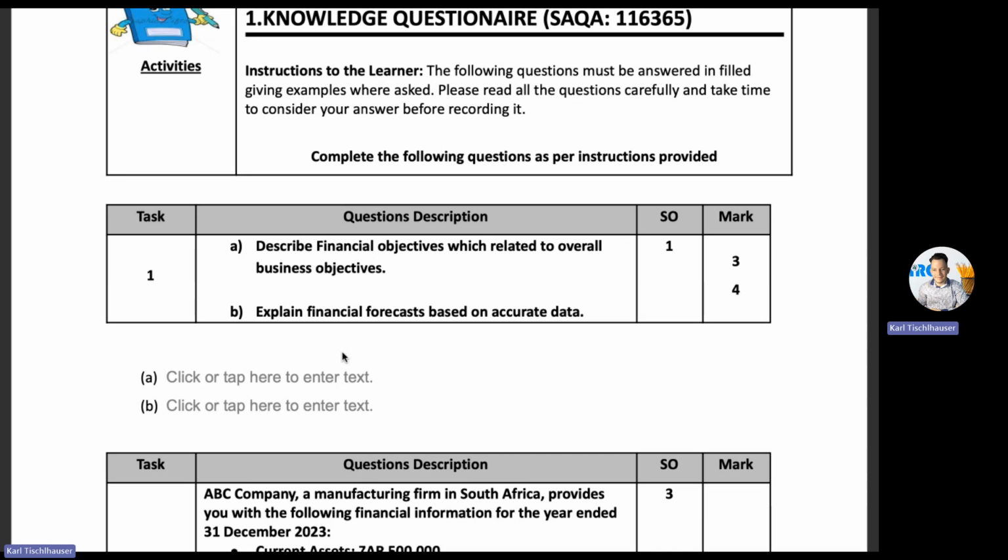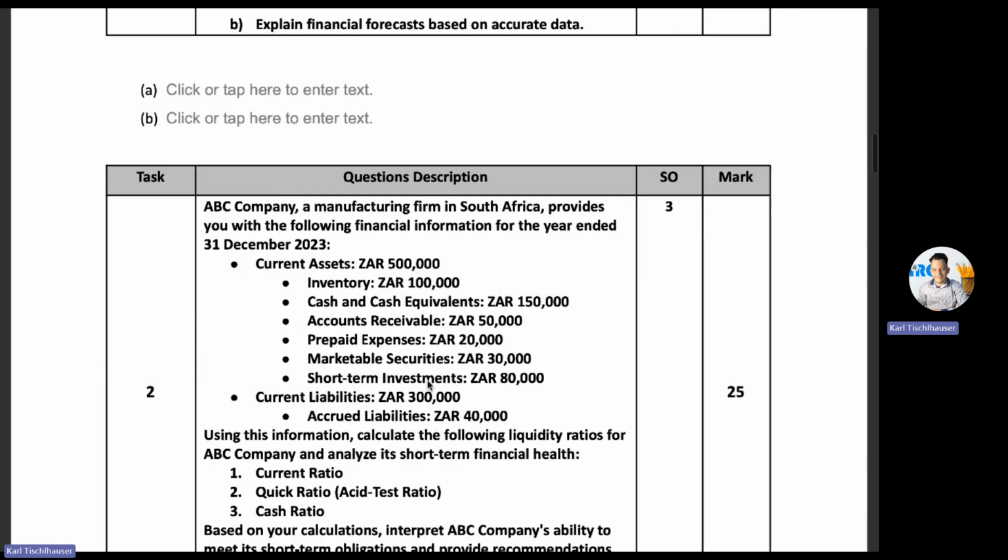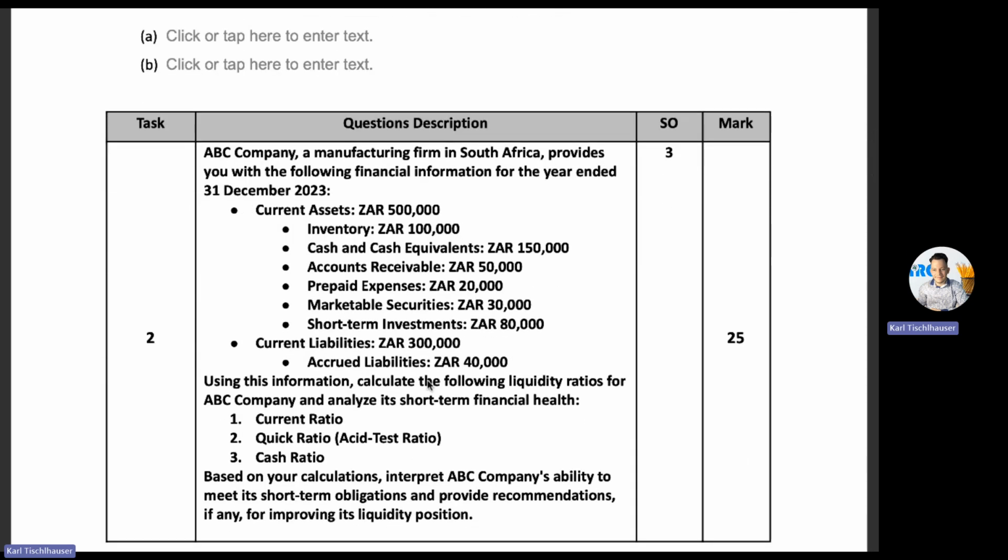B says explain financial forecast based on accurate data. So give us some data and tell us what it means, and explain the importance of accuracy in financial forecasting. Okay. In number two, they give you information.